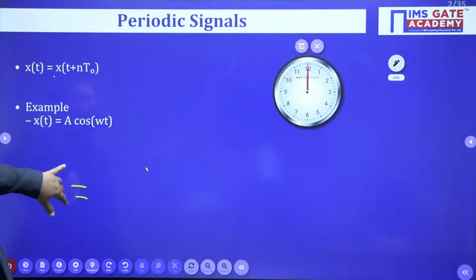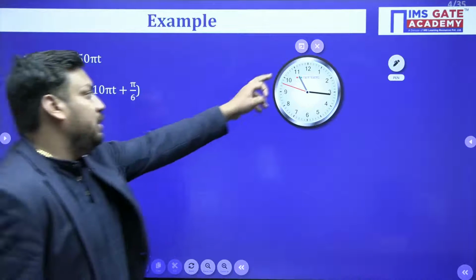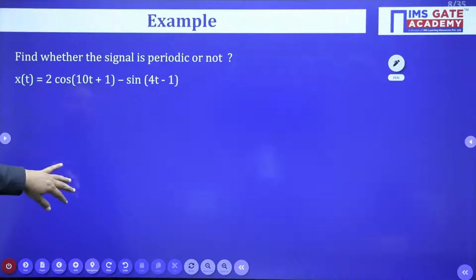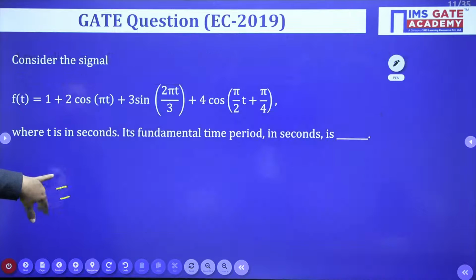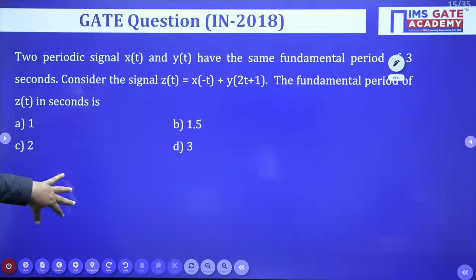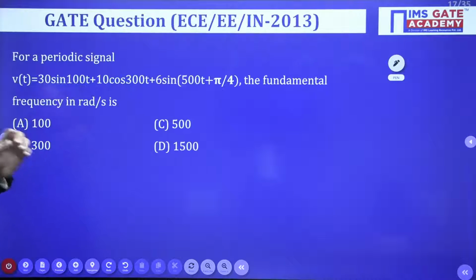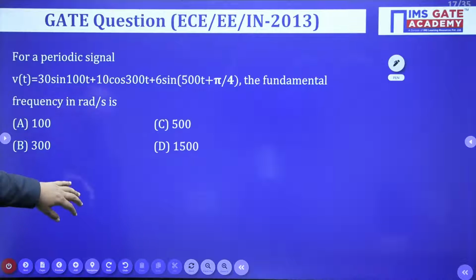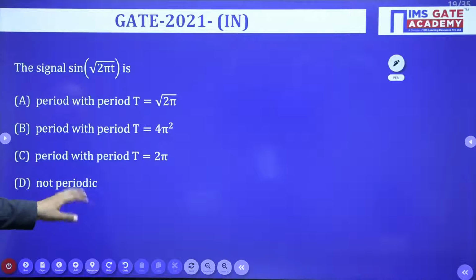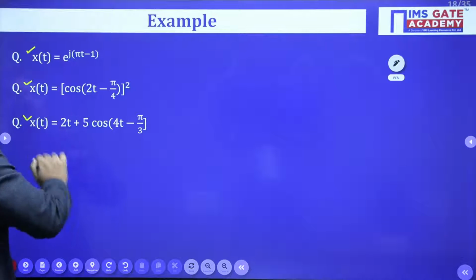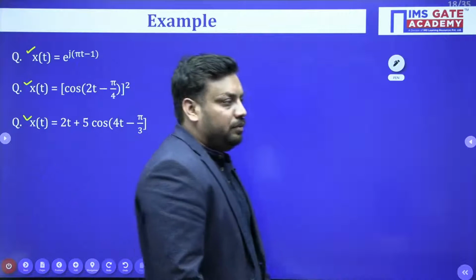In the last class we saw periodic and non-periodic signals, and we saw some examples also. So we are left with 2 or 3 GATE questions. After that we will discuss even and odd signals and all. You just need to tell me which was the last question of last class. I think this is the last question of last class. So we are going to start today's class with this question. Okay, children, just try to attempt this question. Try to attempt question number 1 and tell me what is the fundamental time period of this.